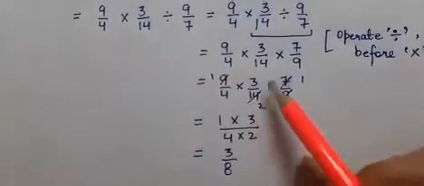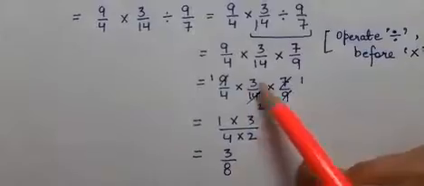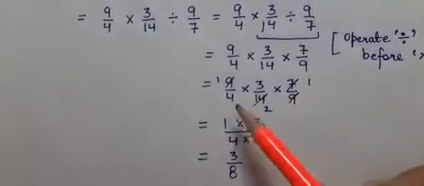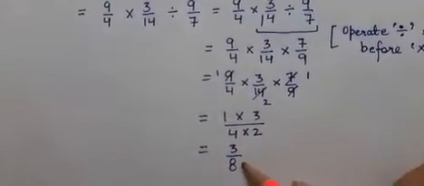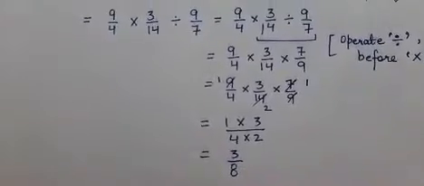Now multiplying the numerators, I get 1 into 3 is 3, 3 into 1 is 3 and 4 into 2 is 8. So the final answer is 3 upon 8.